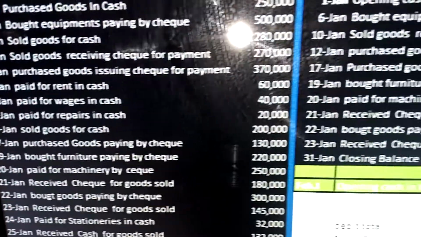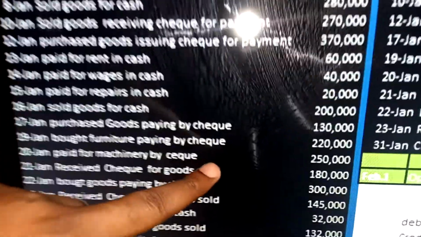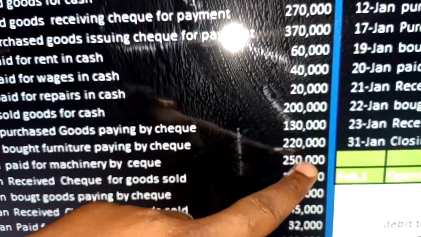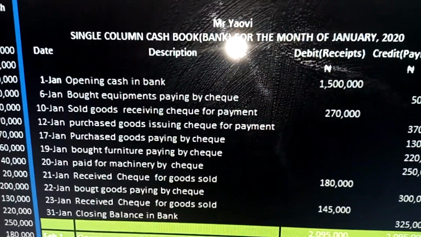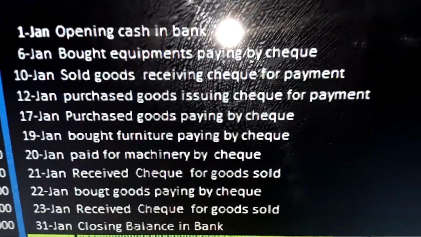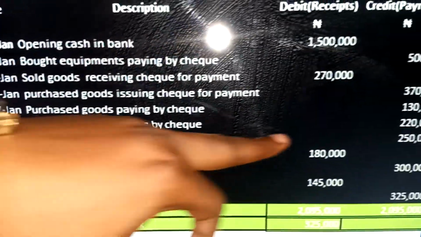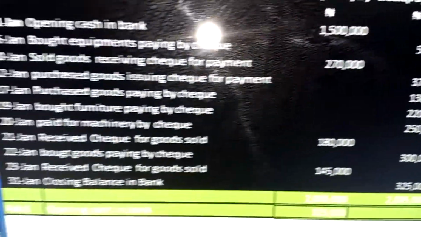80,000. If I'm not mistaken, no. Paid for machinery, paying by check is 250,000. So that is on the 20th. We have paid for machinery, paying by check. It's a payment, 250,000.